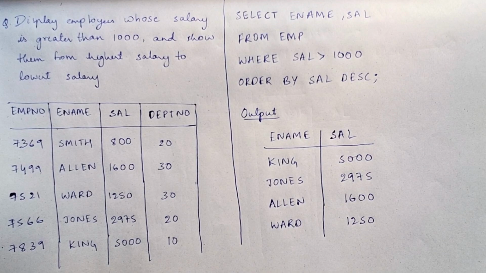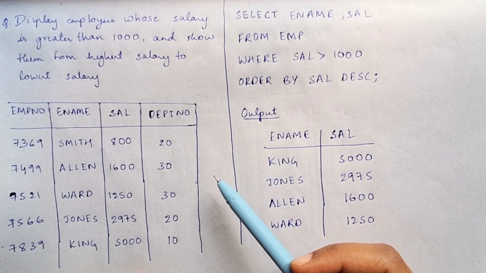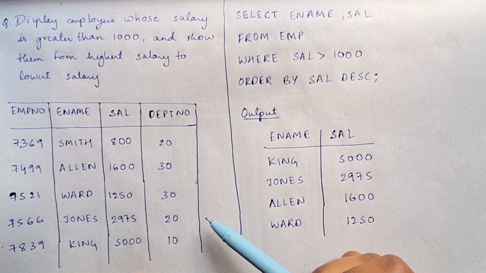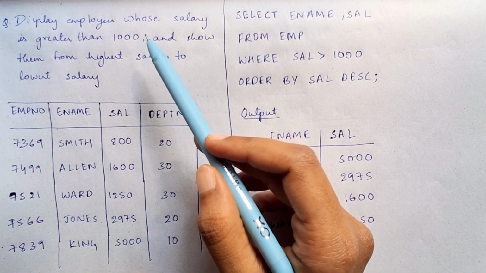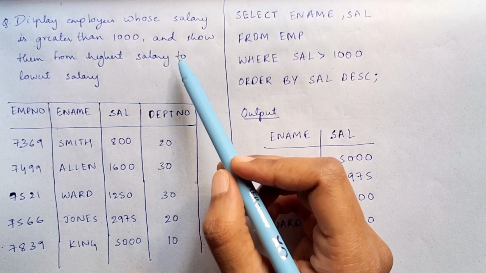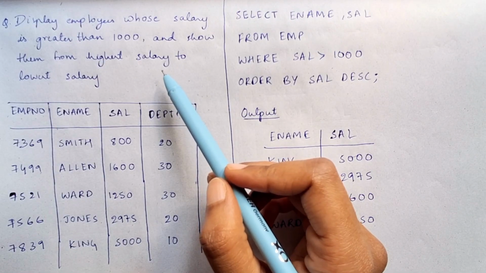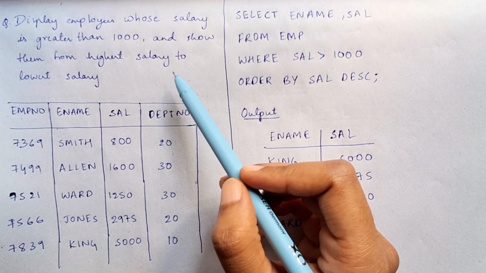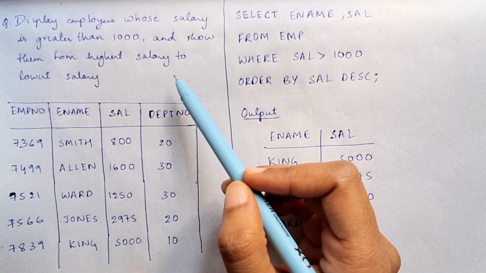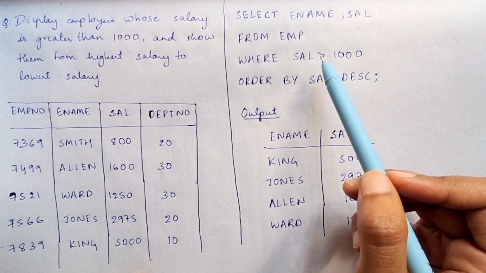Now we will see a query in which order by clause is used along with where clause. For that also we are going to use the EMP table. Now suppose: display all employees whose salary is greater than 1000 and show them from highest salary to lowest salary. So by reading this question, we understood that we also need to filter the data before sorting it salary wise. For that, we will write this query.